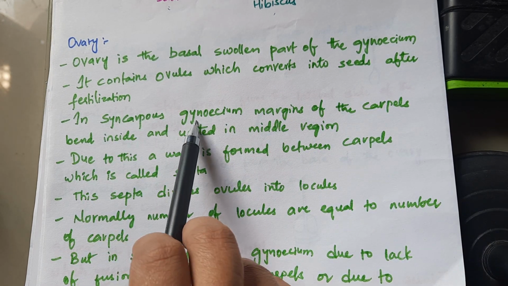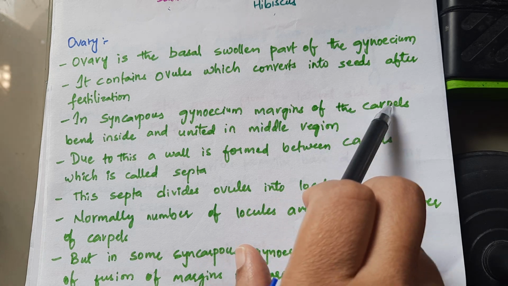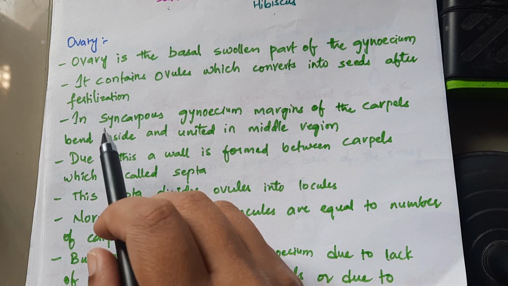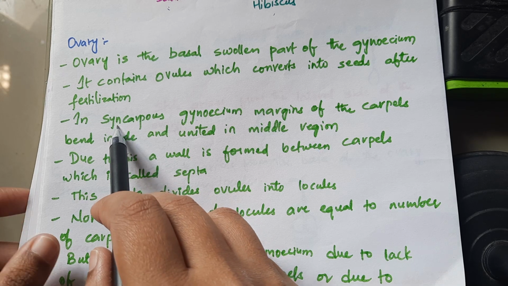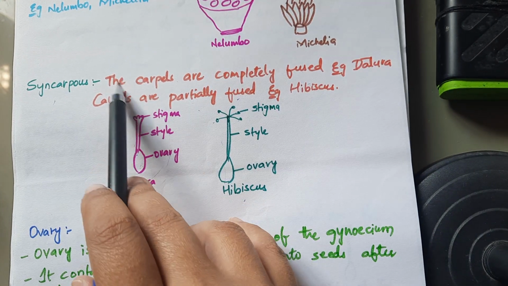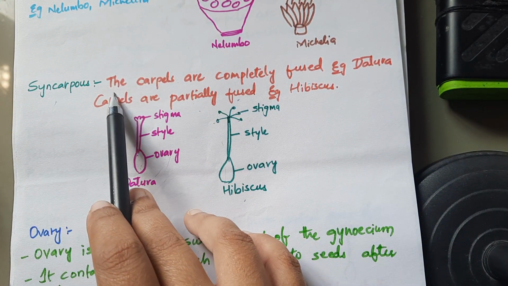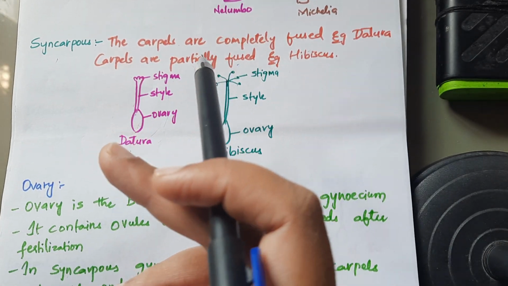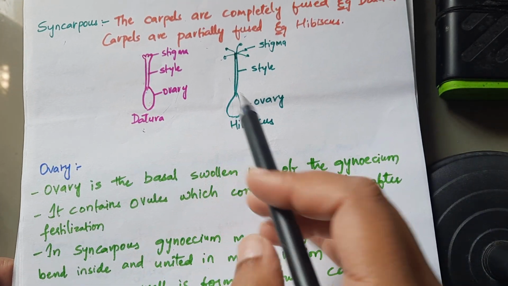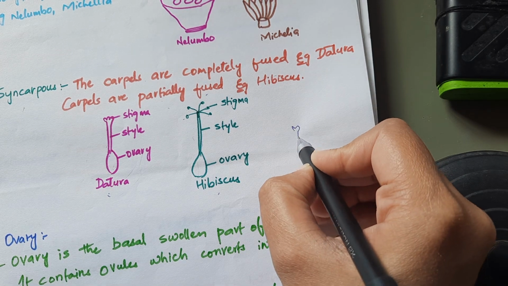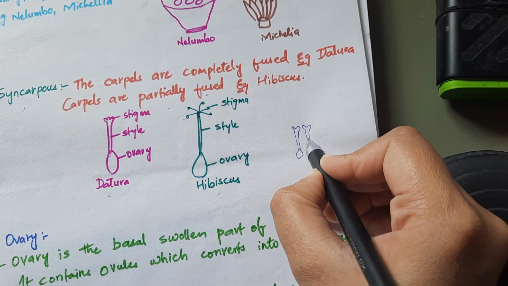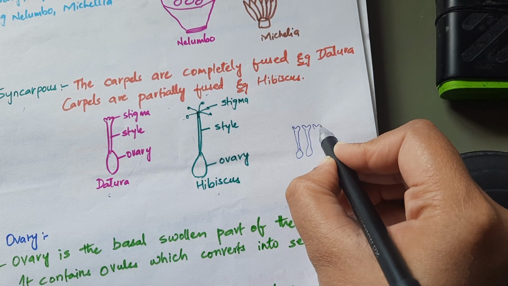In syncarpous gynoecium, margins of the carpels bend inside and unite in the middle region. Here, what we said in the syncarpous, the carpels are fused. See here, many carpels are there. This is one carpel, this is another carpel. In this way, many carpels are there.